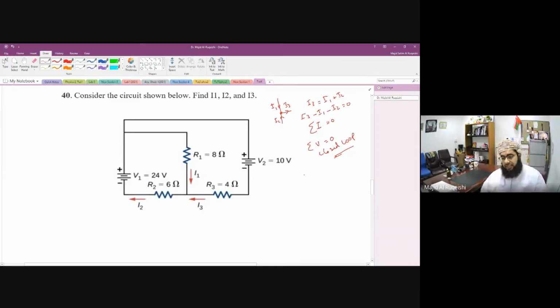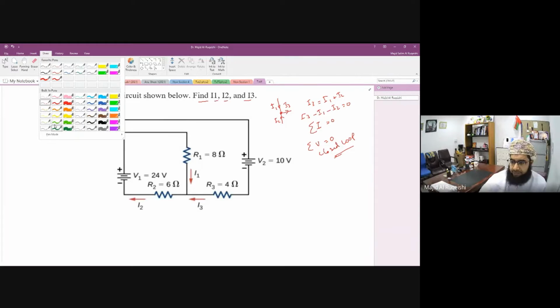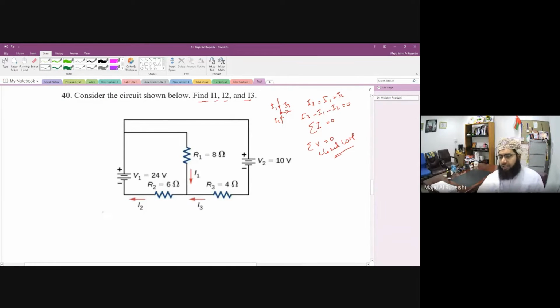Okay, so let's get trained. How can we deal with this network, or circuit, that has been given? The question here: find I1, I2, and I3 in this circuit. Let's change the color of this pen. Let's take this green color here. So let's call this one A, and this is B, this is C, and this is D.